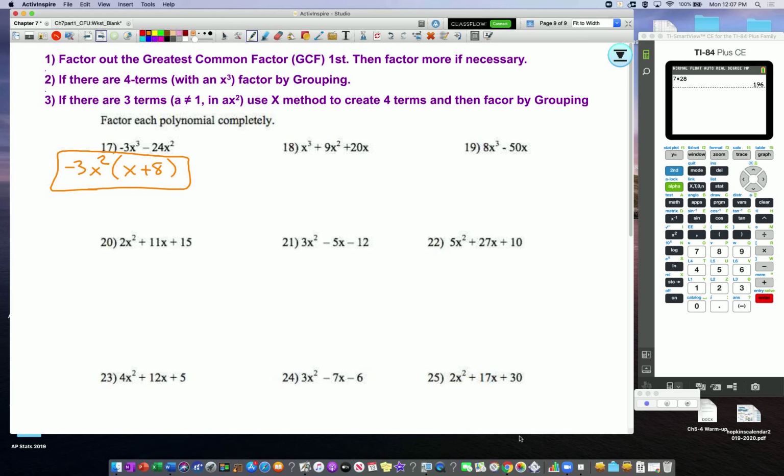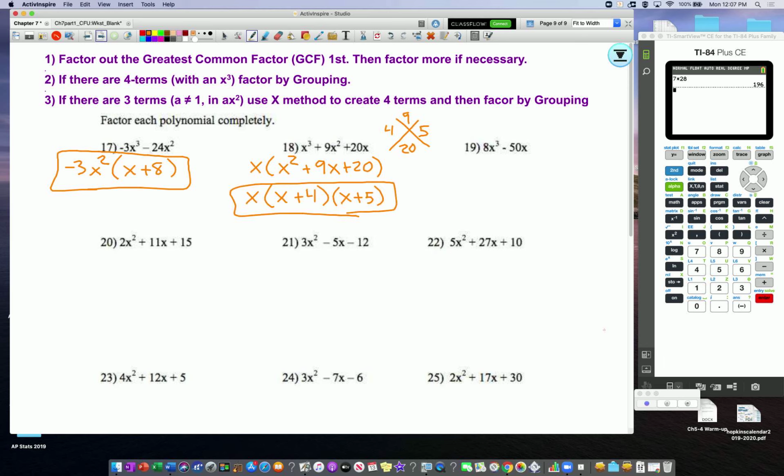This one here, I see that they all share x in common. So when I pull that out, I have x squared plus 9x plus 20. Can I factor it further? Factors of 20 that add up to 9? Absolutely, 4 and 5. So I get x on the outside, x plus 4, x plus 5 in parentheses.